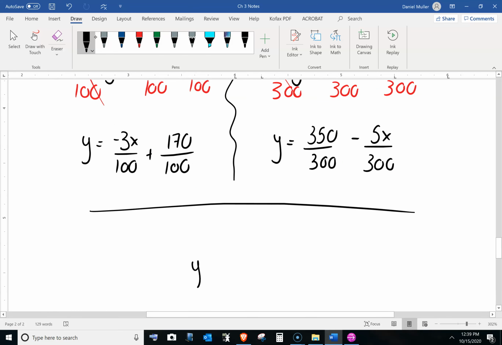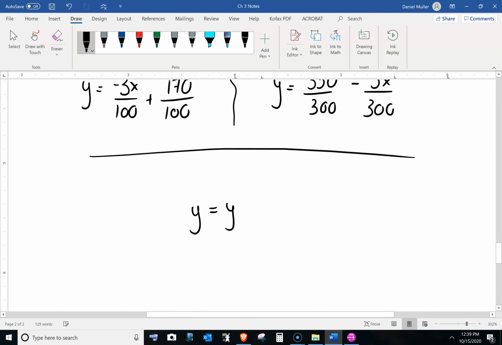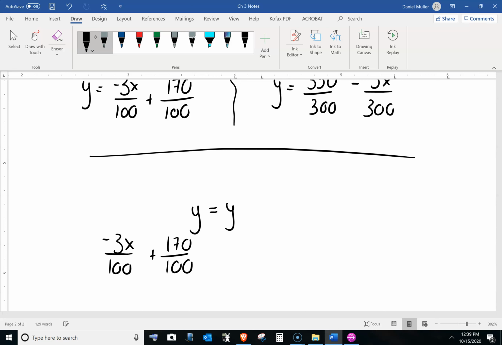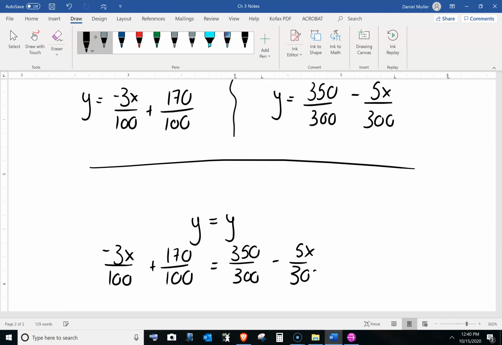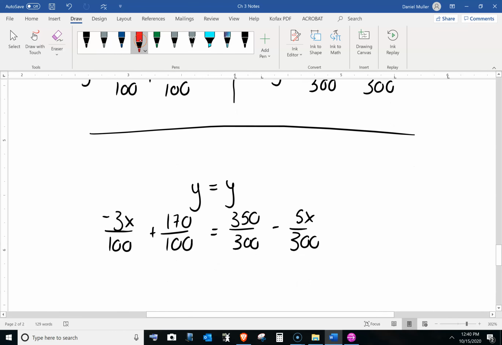So now I can do my y equals y. The left side is going to be negative 3x over 100 plus 170 over 100, and the other side is going to be 350 over 300 minus 5x over 300. So yes, the numbers are much larger, but a common denominator here is not that difficult. I could just times this by 3 and times this by 3, and then they're all at 300.